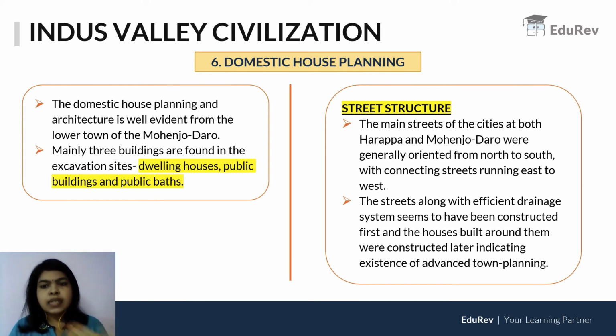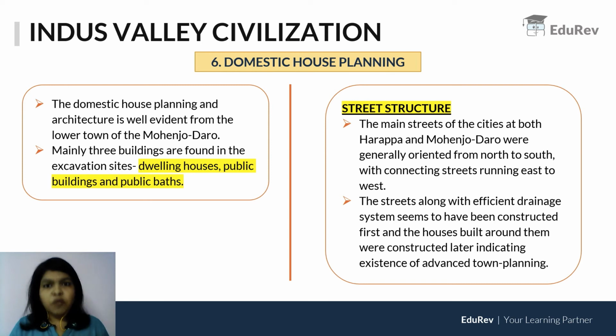The streets, along with the efficient underground drainage system, show that everything has been properly planned, because you cannot construct houses first of all and then go upon laying roads and drainage system. That's not the way it should actually be done. Rather, you should have a proper planning.